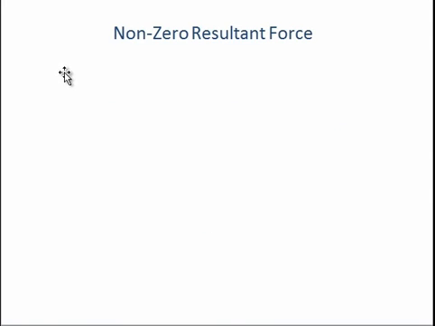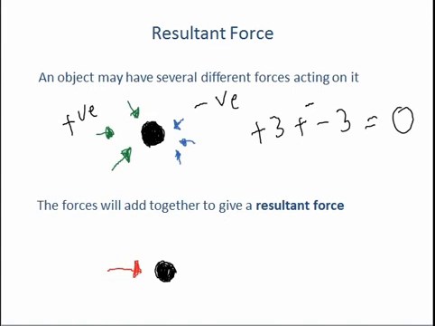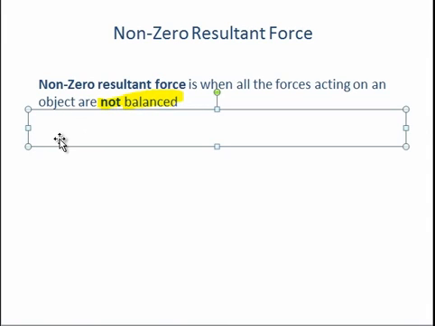Now we can talk about non-zero resultant force. And essentially, this is when all of the forces acting on the object are not balanced. So what I was talking about first, when you have a ball rolling down the hill, if these positive values were greater than the blue negative values, then it would have a non-zero resultant force. And this essentially means lots of different things depending on the situation.